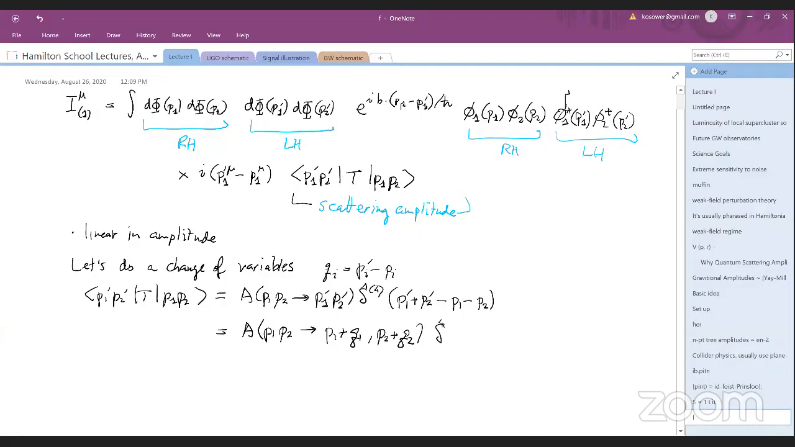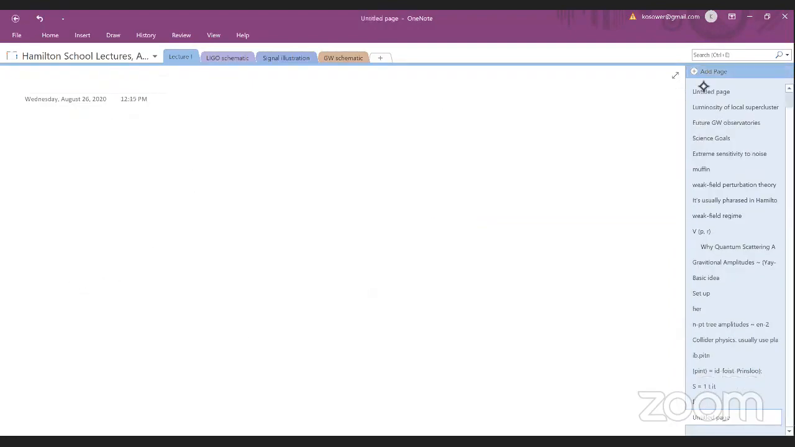And the delta function, very conveniently enough, just involves the sum of these two momentum transfers. And that means that we can integrate over Q2 using the delta function. And after I do that, we can then relabel Q1 to be just Q, because there's only going to be one of it that's left over. So let's see what that gives us.